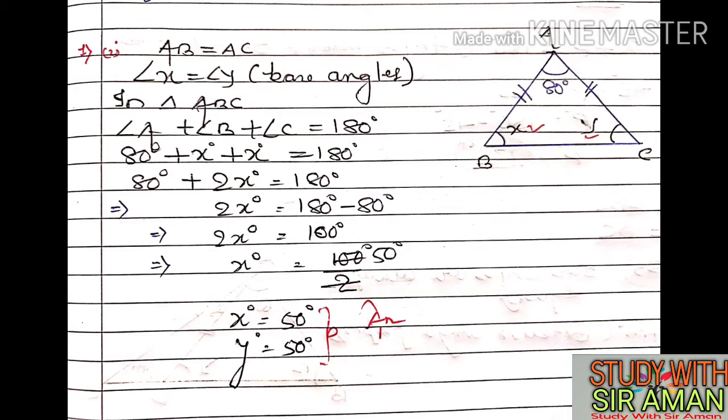So angle X and angle Y are base angles, so they will be equal. Now how to write? In triangle ABC, angle A plus angle B plus angle C is equal to 180 degree. So in place of angle A 80 degree is given, in place of angle B X degree, in place of angle C X degree. Why? Because both are equal. Now you do simplification, X plus X 2X, constant together, variable together. So 80 degree will go that side, 2X equal to 100, therefore X equal to 50.